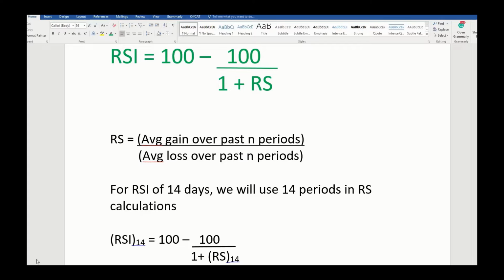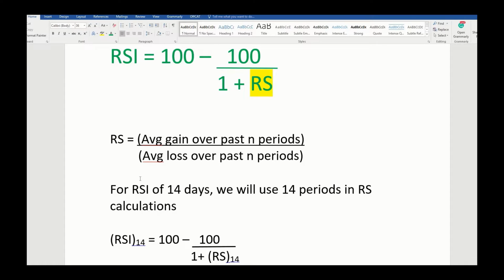We'll talk about RSI in general for a minute or two, then we will jump into the live example. On your screen you are seeing this formula. This is how we calculate RSI. RSI equals 100 minus 100 divided by 1 plus RS. RS is the relative strength, calculated as average gain over past n periods divided by average loss over past n periods. For example, to calculate RSI 14, we use 14 as n periods. So RS equals the average gain over the past 14 days divided by the average loss over the past 14 days, and RSI of 14 is 100 minus 100 divided by 1 plus RS 14.